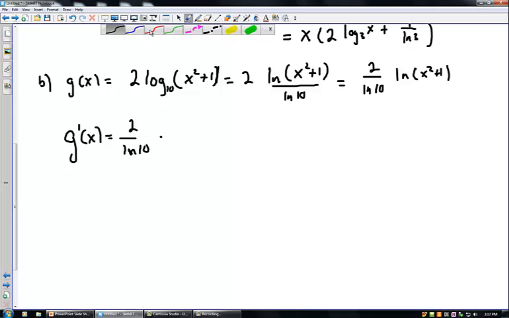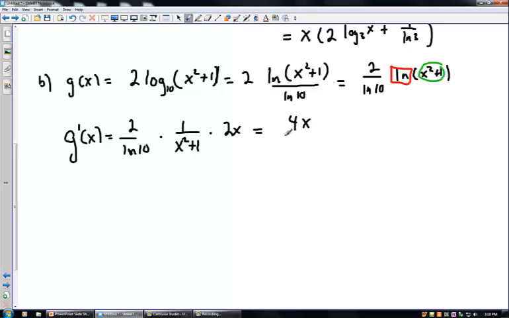And so when you look at this, you have an inside and outside. So here's my inside function. Here's my outside function. And so the derivative of the outside is 1 over, so I have 1 over x squared plus 1 times the derivative of the inside, which is 2x, because the inside is x squared plus 1. So this derivative is just 2x plus 0. And so this is equal to, let's write 4x on top, 2 times 2x, divided by, and let's just write an x squared plus 1 on the bottom. Extend that line a little bit with an ln of 10 to the right. And so there's my answer.